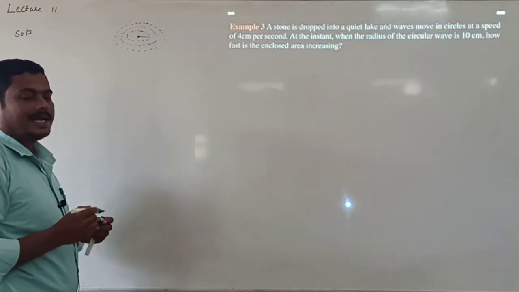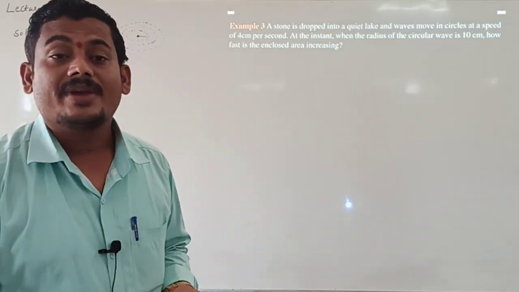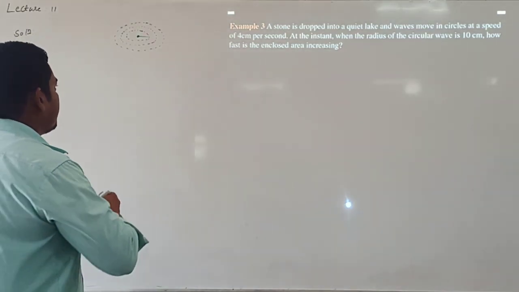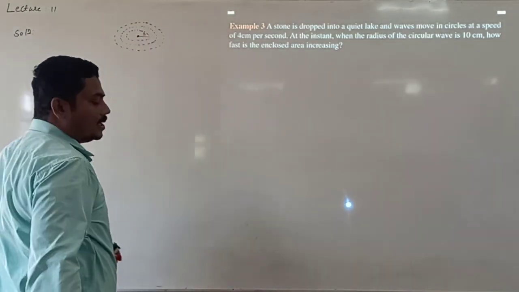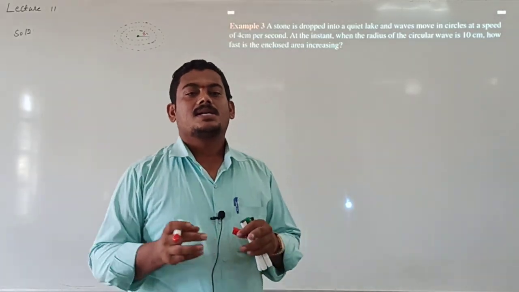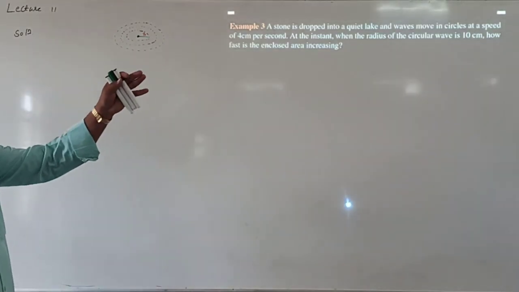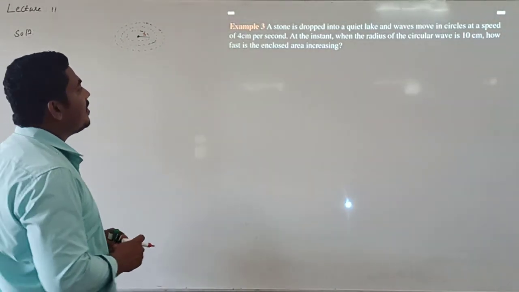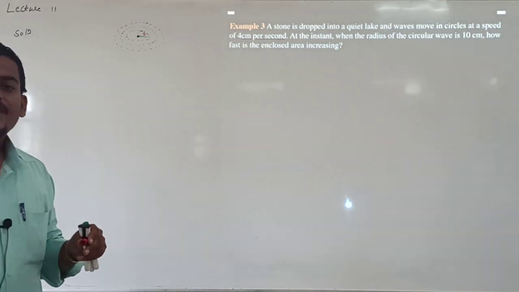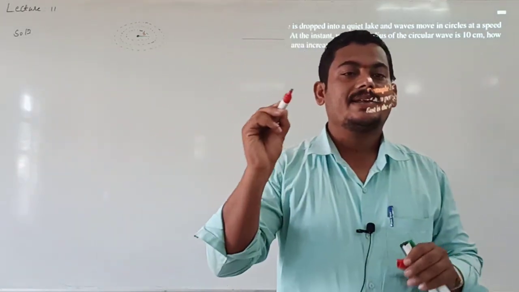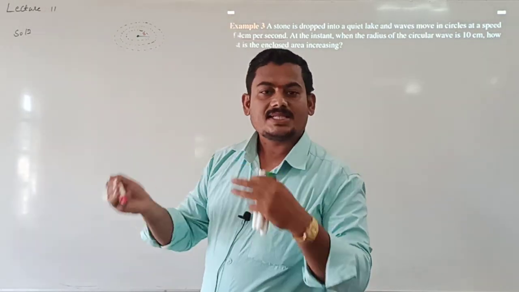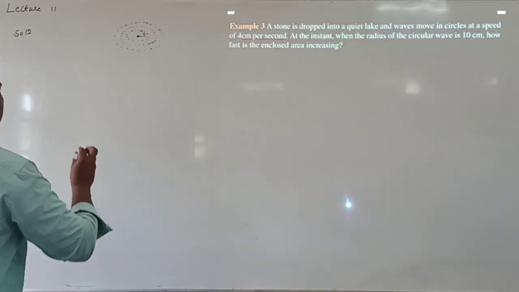Initially, the radius of the circle, circular wave means circle only, is r units. For the first wave, I will take its radius as r. Waves move in circles at a speed of 4 centimeter per second. These waves move away from the center, which means the radius is changing, right?